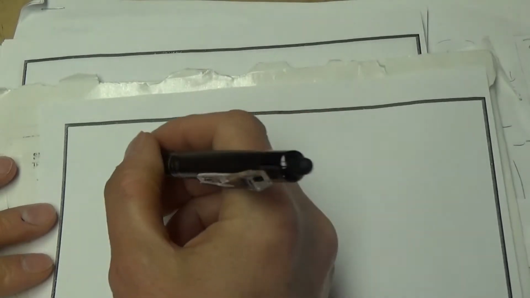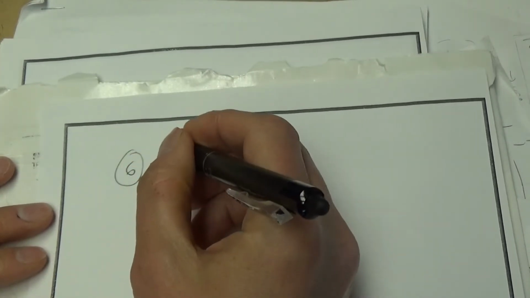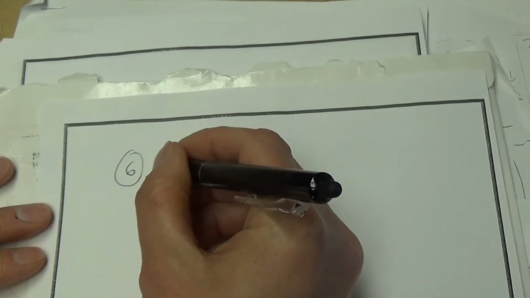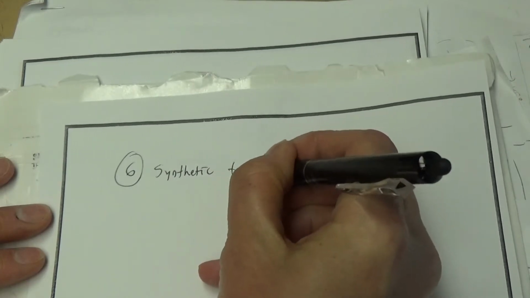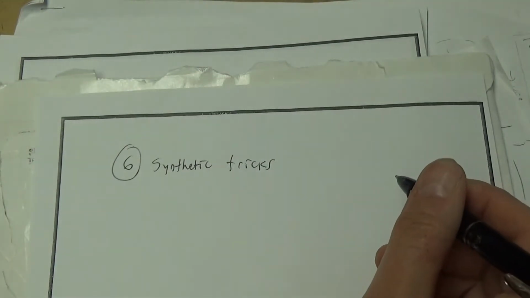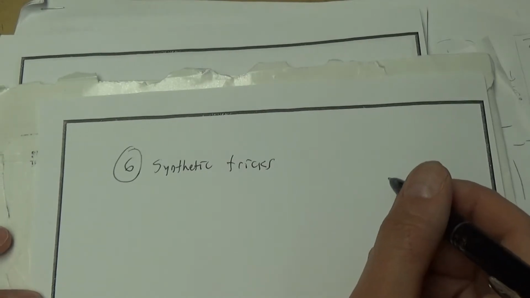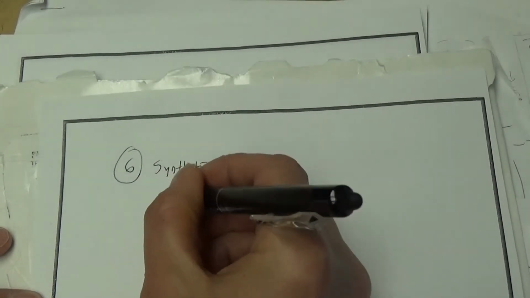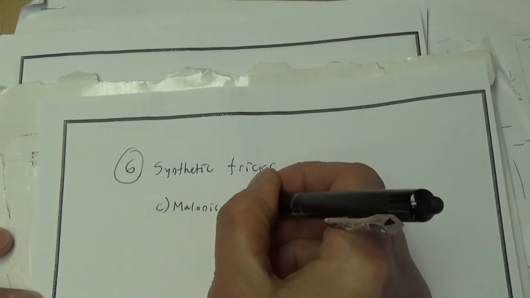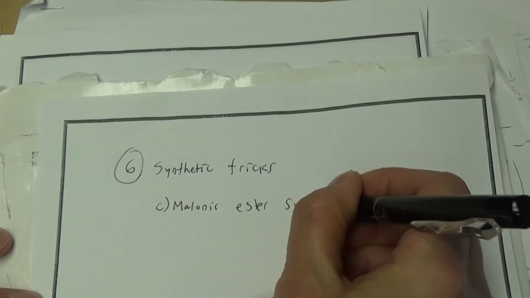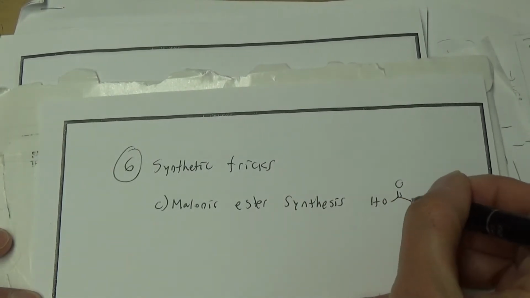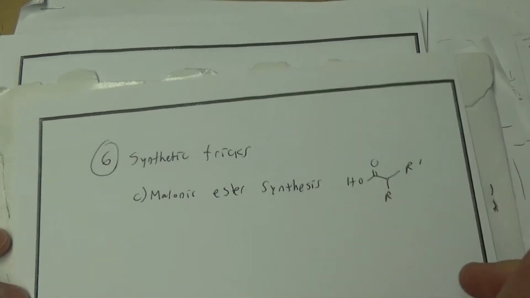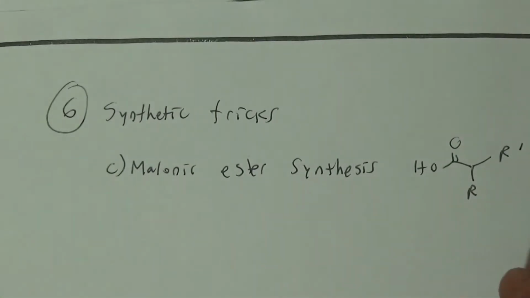Alright, so let's keep going with the malonic ester synthesis, which we now know about. So number 6 we're still calling synthetic tricks or synthetic strategies that use these beta dicarbonyls. We are on C again, which is malonic ester synthesis, and the malonic ester synthesis, of course, makes carboxylic acids with 1 or 2 R groups. If you want, you can attach 1, but we can attach 2 as well.